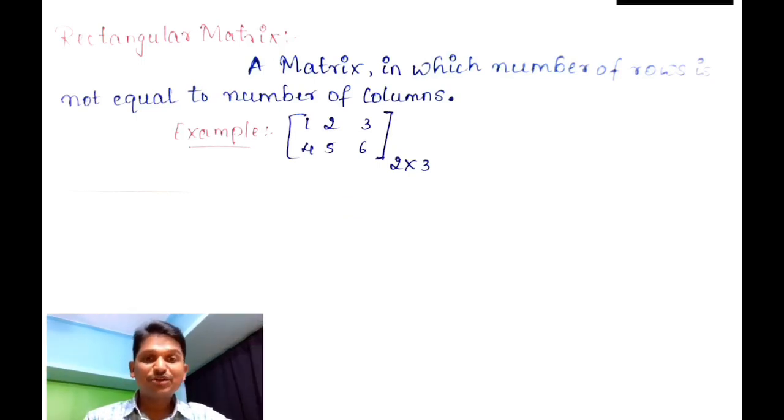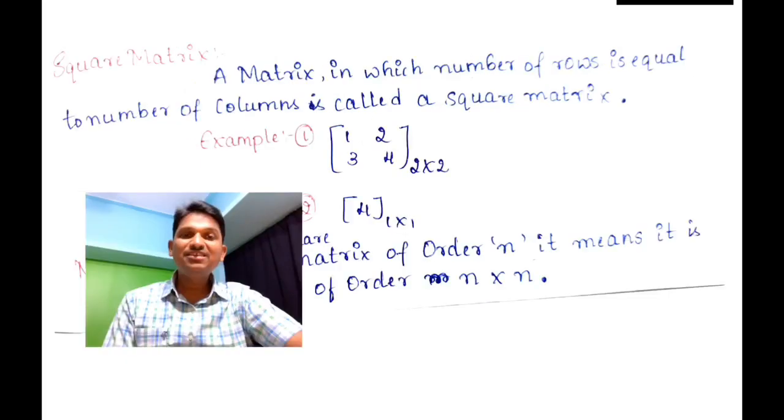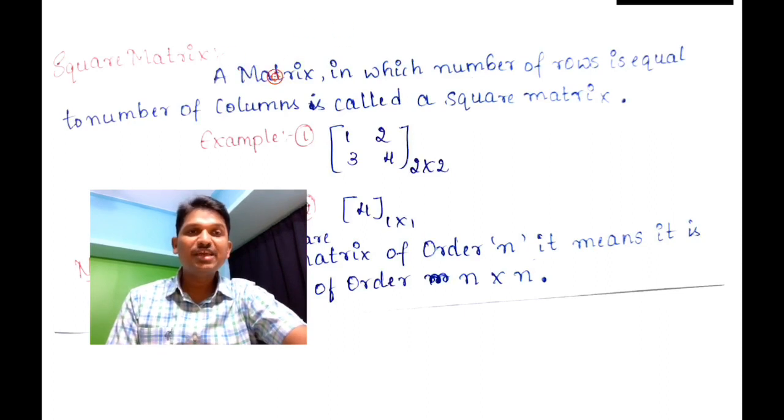So we learn about rectangular matrix. Next what? About square matrix. Say what is square matrix. You look here, a matrix in which number of rows is equal to number of columns. Rectangular matrix means number of rows not equal to number of columns.